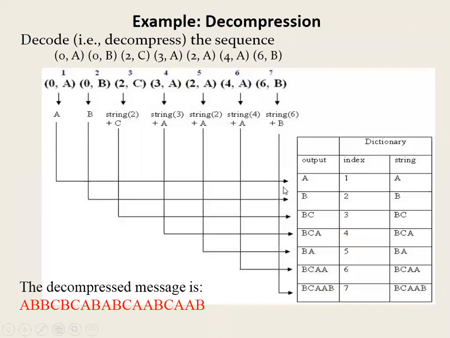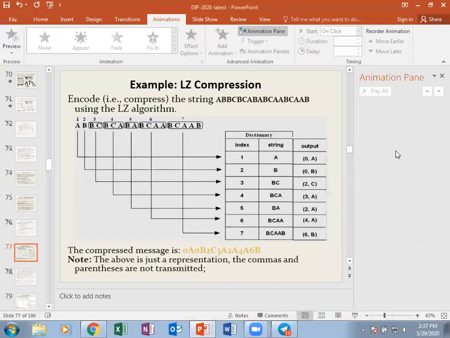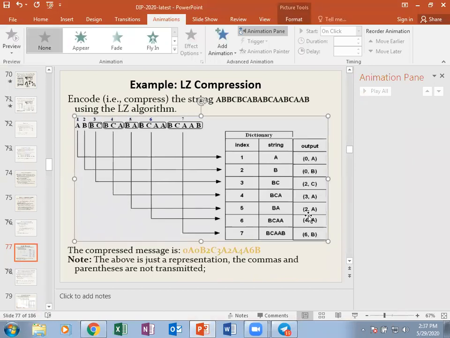So by bringing the output as the beginning, 0A, 0B, 2C, 3A, 2A, 4A, and 6B, then automatically 1, 2, 3, 4, 5, 6, 7 indexes are created for the given output. The next step is generating the output. When we are generating the output, we have to start from the index 1.